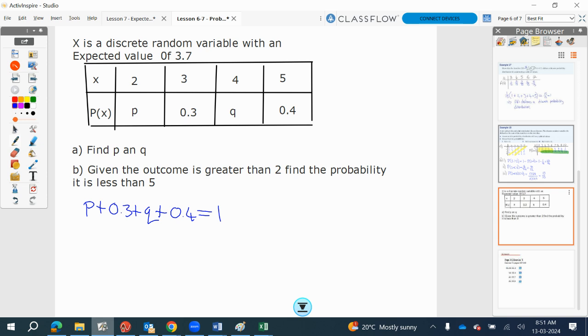There's our first. Now the expected value. How do we calculate the expected value? It's going to be 2 multiplied by P plus 3 multiplied by 0.3 plus 4 multiplied by Q plus 5 multiplied by 0.4. What's that equal to? That's going to be 3.7.